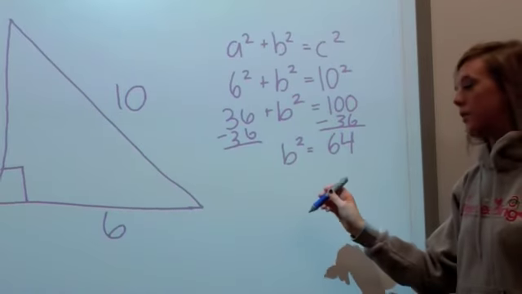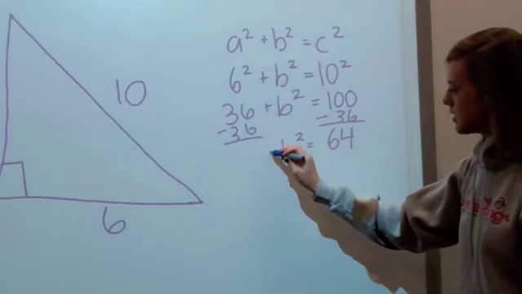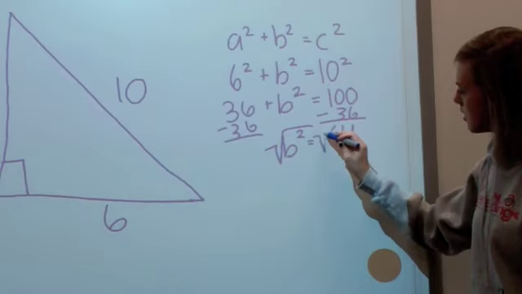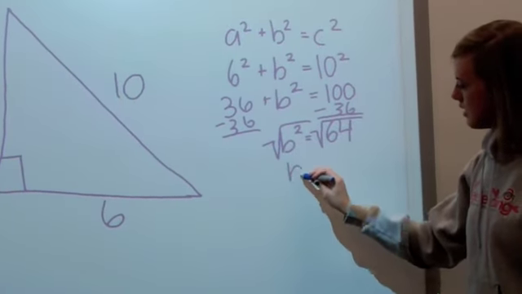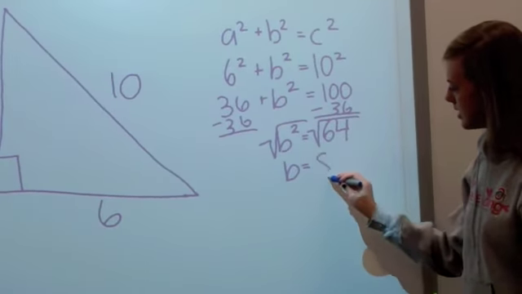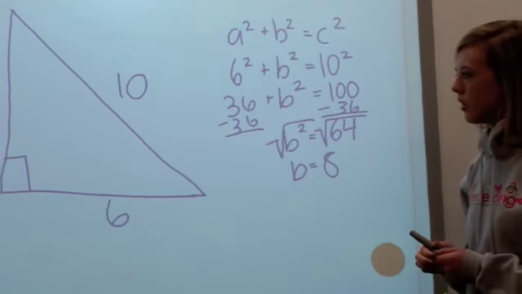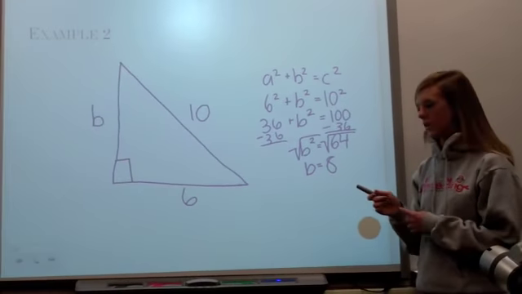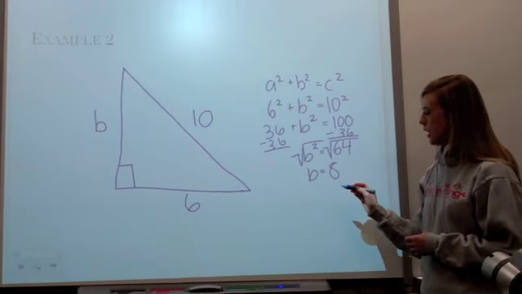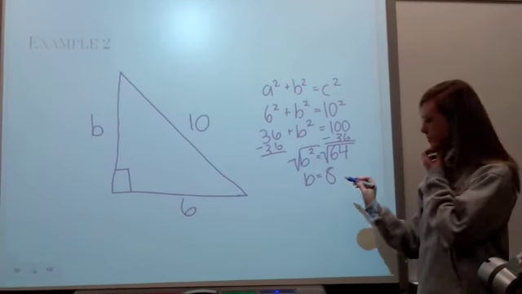To get b by itself, we need to take the square root of both sides. So we get b equals 8. Therefore, the second length of the triangle is 8. So we have a 6, 8, 10 triangle.